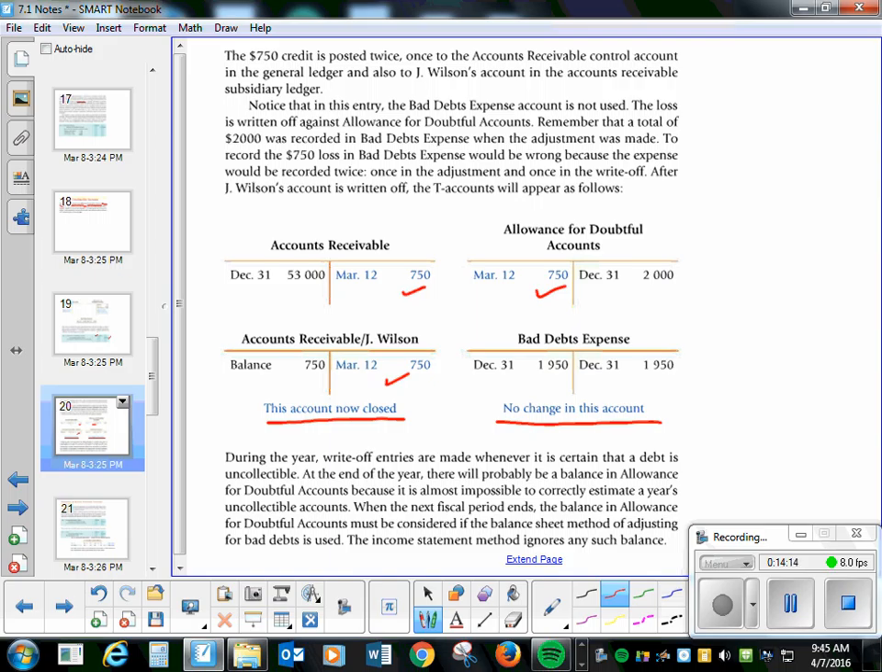At the end of the year, there will probably be a balance in allowance for doubtful accounts because it's almost impossible to correctly estimate a year's uncollectible accounts. When the next fiscal period ends, the balance in allowance for doubtful accounts must be considered if the balance sheet method of adjusting for bad debts is used. The income statement method ignores any such balance.